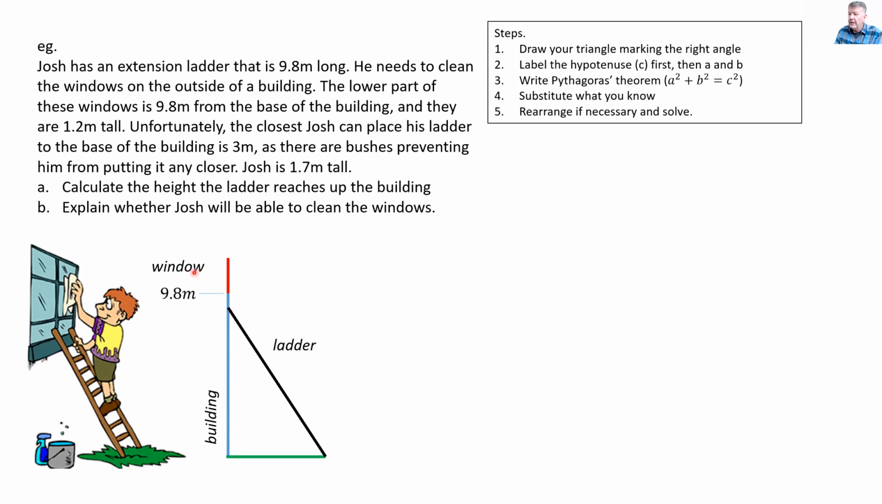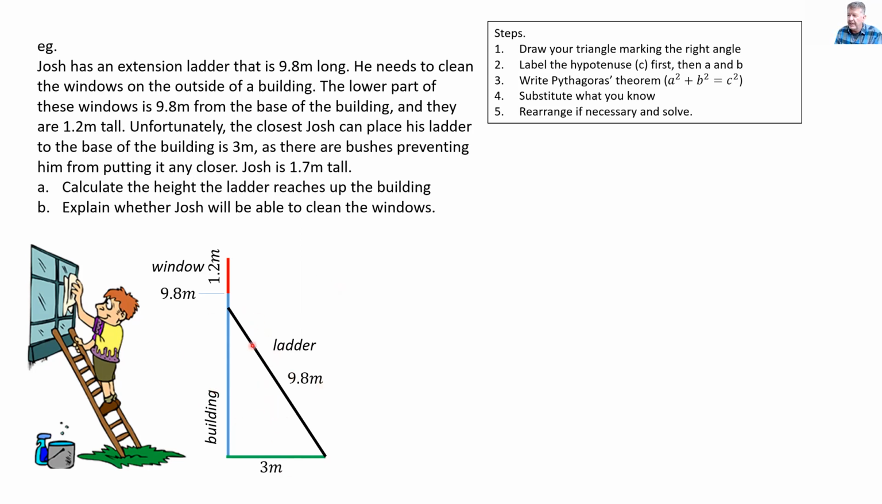We know the window, that is 1.2 meters to the top up here. We know his ladder is 9.8 meters long. And we know the closest he can get the base of the ladder to the wall, to the building, is 3 meters. All right, now this is getting a bit of a messy triangle.